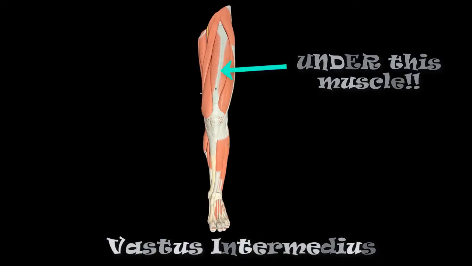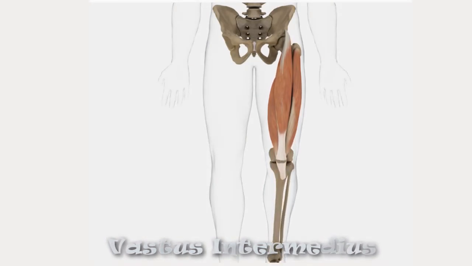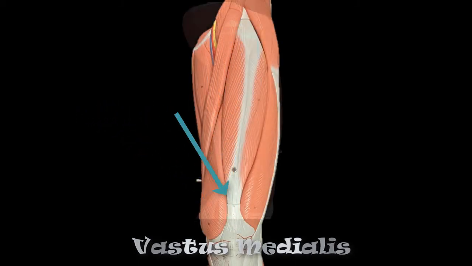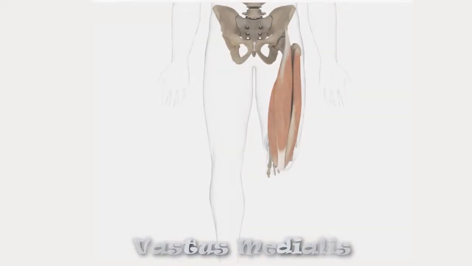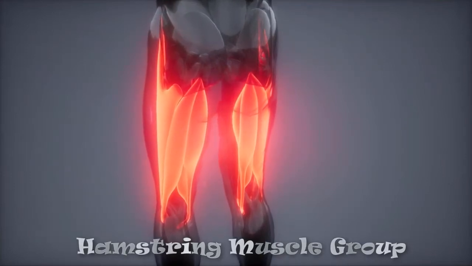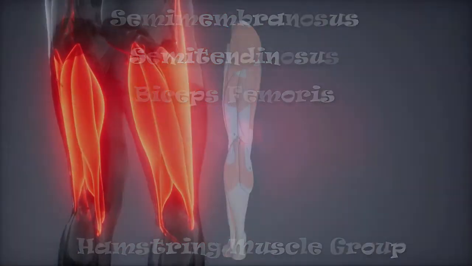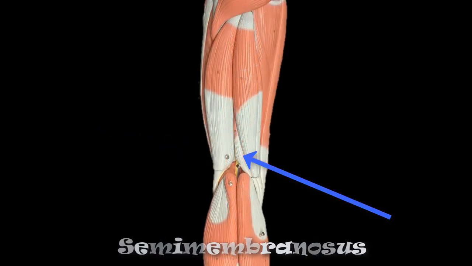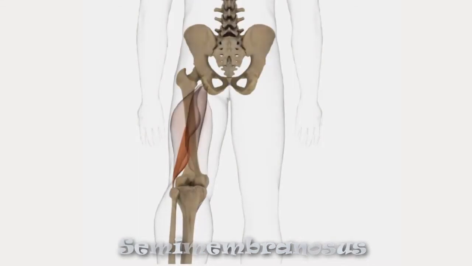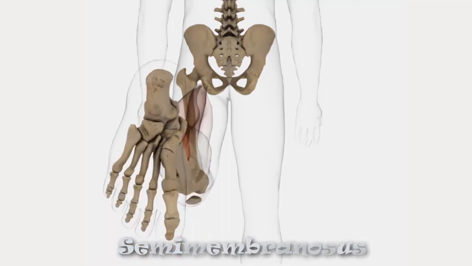The vastus intermedius. Its action is the extension of the leg at the knee joint. The vastus medialis. Its action is the extension of the leg at the knee joint. The hamstring muscles include the semimembranosus, semitendinosus, and biceps femoris. The semimembranosus muscle. This performs extension of the thigh at the hip joint and flexion of the leg at the knee joint.